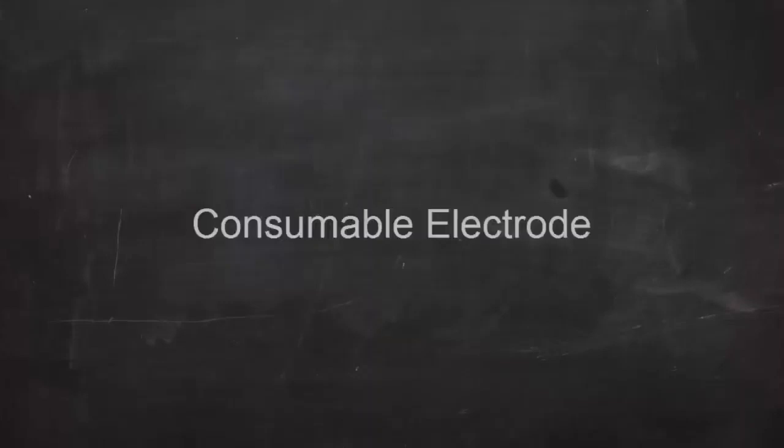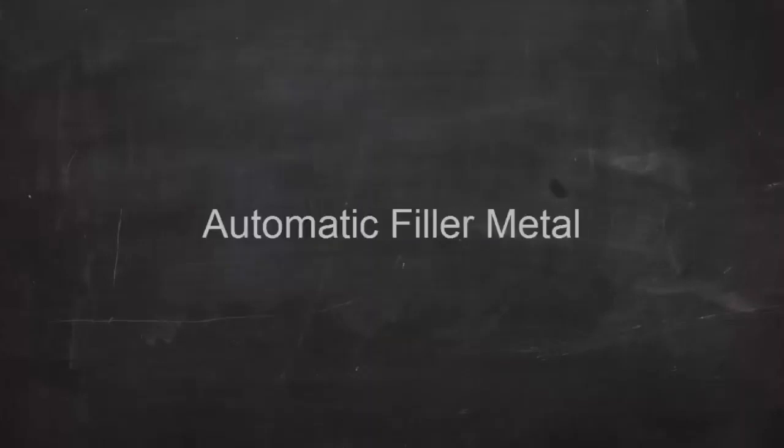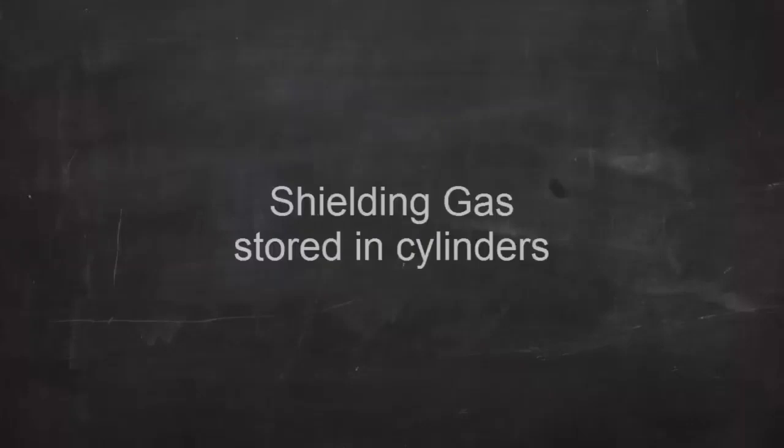So, in summary, MIG welding is an electric arc welding process. It uses a consumable wire electrode. Filler metal is added automatically, and the shielding gas comes from a high-pressure cylinder.